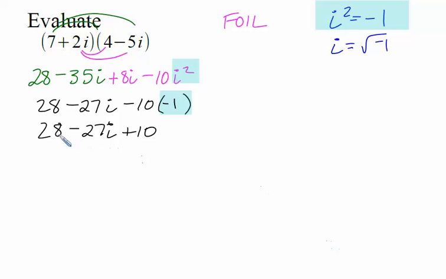Now we combine our like terms. 28 plus 10 is 38, and then we have -27i. There's our final answer for the product of those complex numbers.